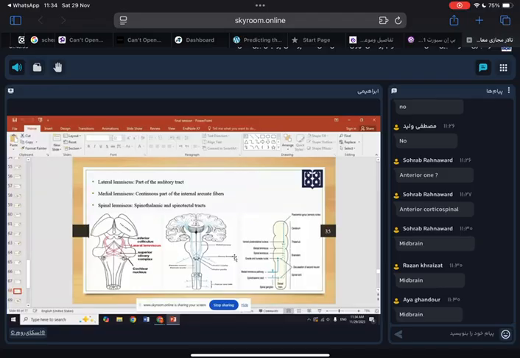The next one here, medial lemniscus, the continuous part of internal arcuate fibers, which is related to gracilis and cuneatus. And the last one, spinal lemniscus. The spinal lemniscus is spinothalamic, maybe lateral spinothalamic and anterior spinothalamic tract, plus spinotectal tract.